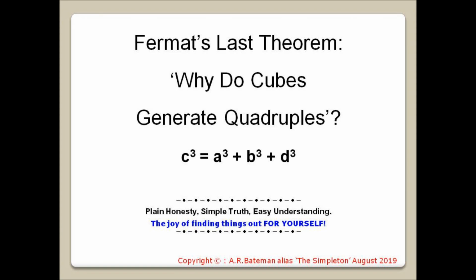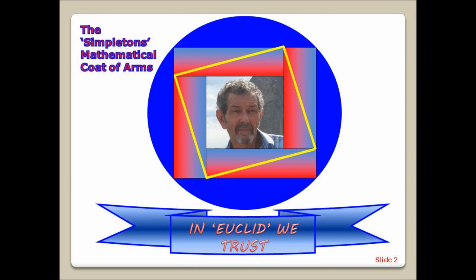Fermat's last theorem. Why do cubes generate quadruples? c cubed equals a cubed plus b cubed plus d cubed. My motto? Plain honesty, simple truth, easy understanding. The joy of finding things out for yourself. The simpleton's mathematical coat of arms. In Euclid we trust.